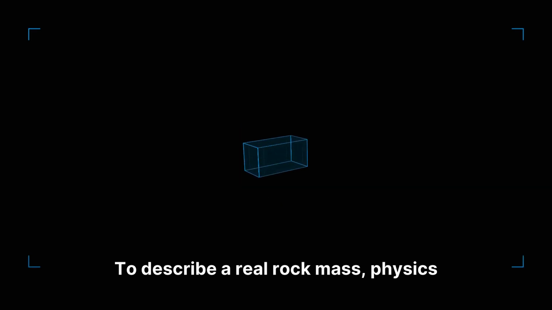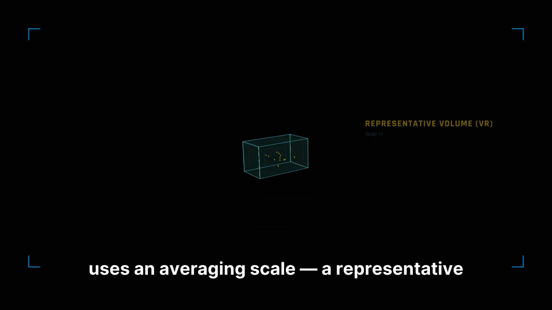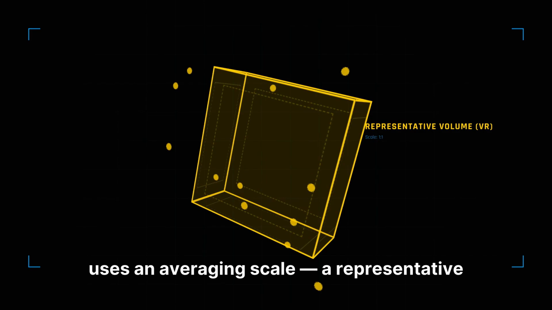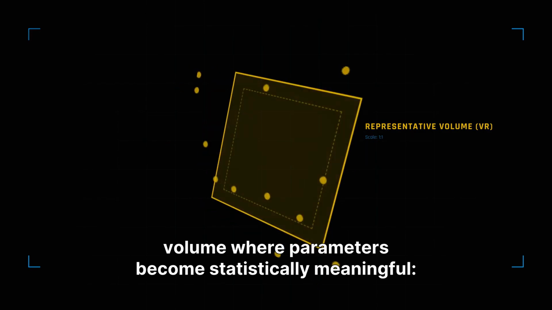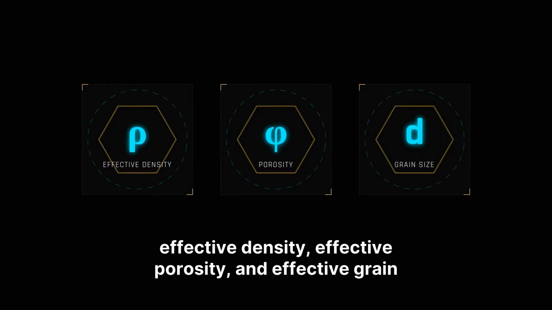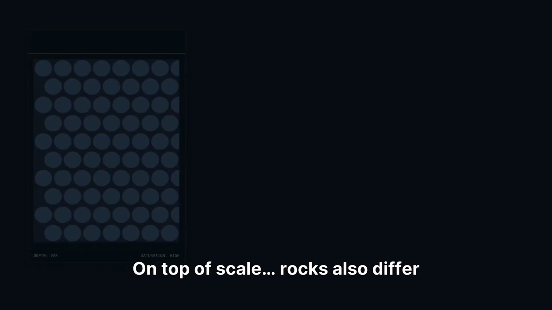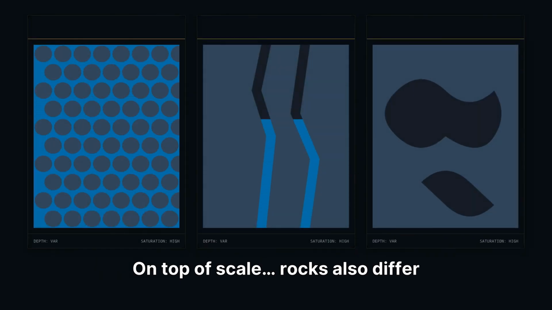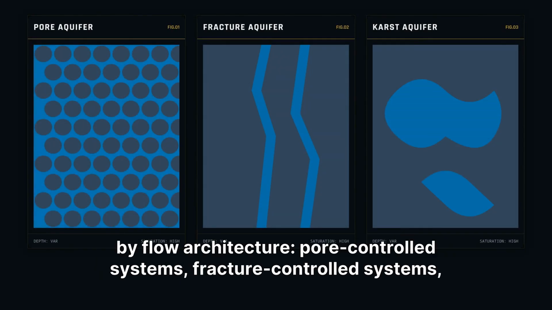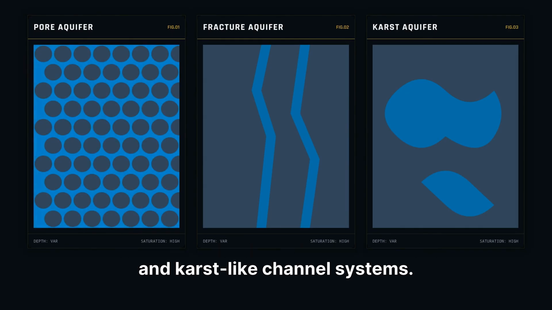To describe a real rock mass, physics uses an averaging scale, a representative volume where parameters become statistically meaningful: effective density, effective porosity, and effective grain size. On top of scale, rocks also differ by flow architecture: pore-controlled systems, fracture-controlled systems, and karst-like channel systems. Each creates a completely different heat and fluid behavior underground.